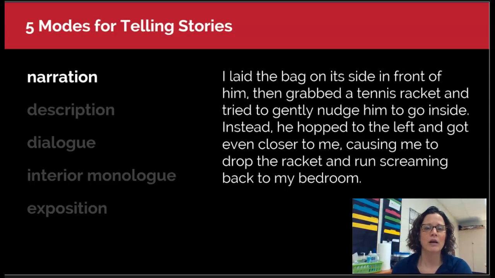I laid the bag on its side in front of him, then grabbed a tennis racket and tried to gently nudge him to go inside. Instead, he hopped to the left and got even closer to me, causing me to drop the racket and run screaming back to my bedroom.